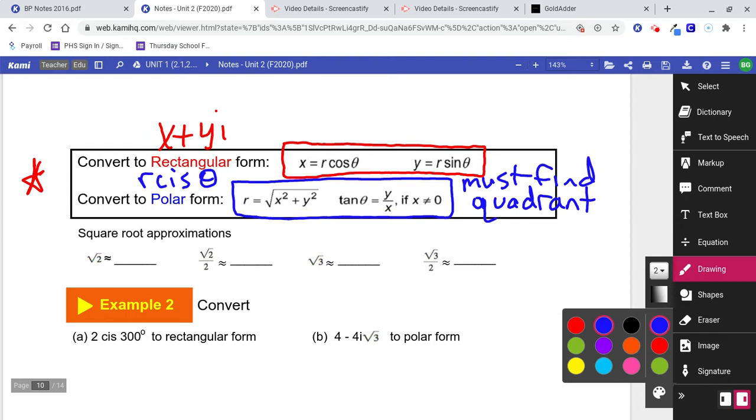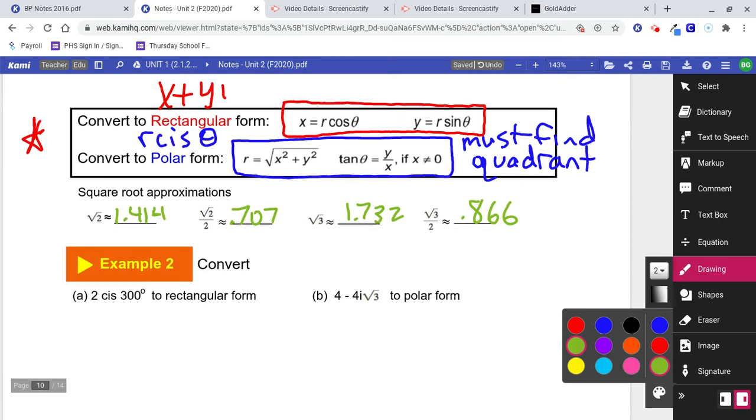So some very common ones that you'll see. Square root of 2 looks like 1.414. Square root of 2 over 2 looks like 0.707. If you see those numbers on your calculator, convert it back to the square root. Square root of 3 is approximately 1.732, and square root of 3 over 2 is approximately 0.866. Okay? If you see those numbers on a calculator, go back here, use the exact square root.